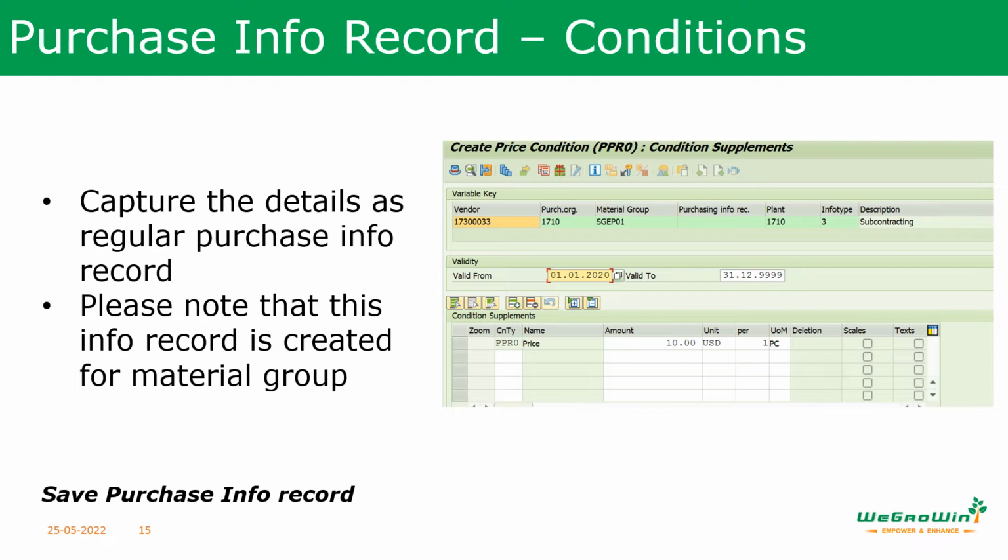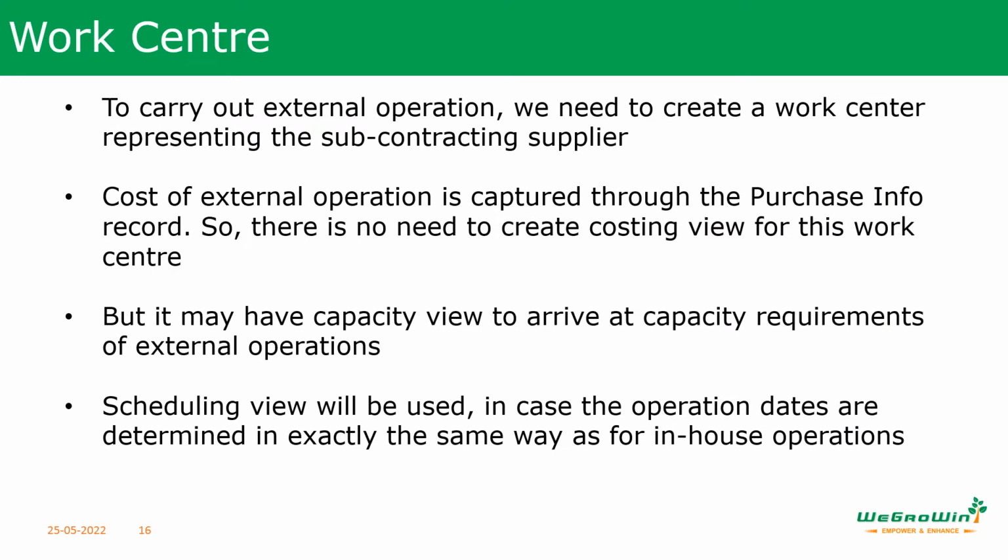For example, 5 pieces per minute. Like that, how much cost it is going to require, what operations cost is required. That only you have to enter here. Save the info record. And then we come to the work center.